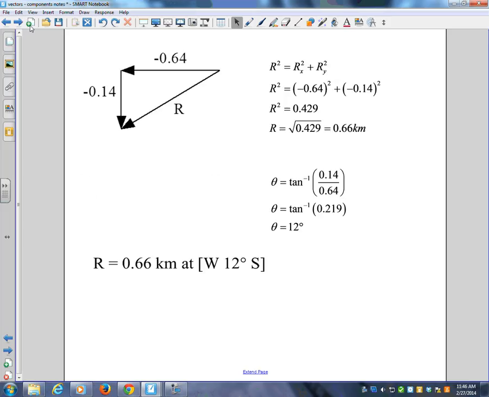So it's a fairly simple matter here. Minus 0.64, 0.14. Do the signs matter here now? Not a whole lot, right? Not in the numerical answer anyways. So you come up with 0.66 kilometers. And because of the direction, it's going to be opposite, minus 0.14, all over the adjacent, 0.64. Second function tan, it's 12 degrees, and that's going to be west, right? 12 degrees south.